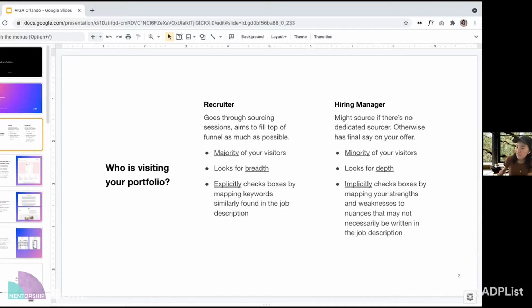Of these two types, the most frequent visitor is a recruiter. They're responsible for getting as many potentially good candidates as possible into the pipeline. So they basically dedicate parts of their day sourcing for talent, meaning they will go through as many people as possible and reach out to the ones who passed their initial screening. Because of that sheer volume of work and the fact that they may not have a design background, they'll likely go for breadth in your case study.